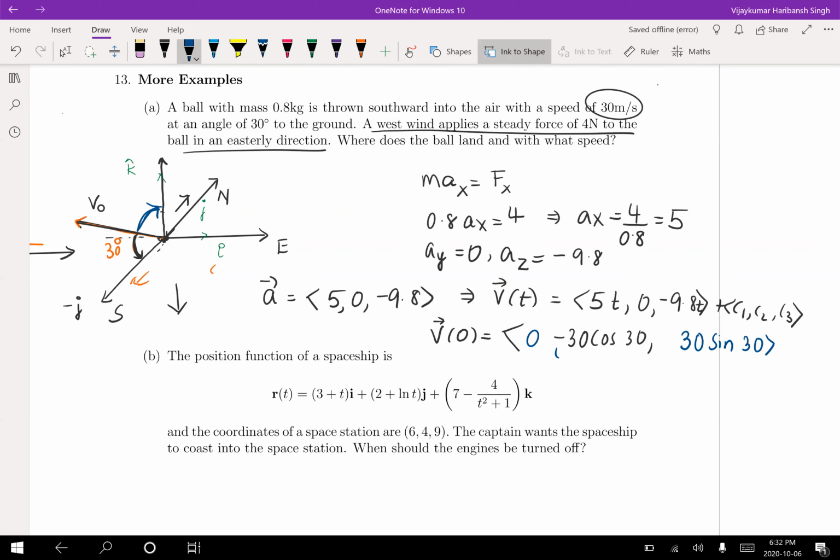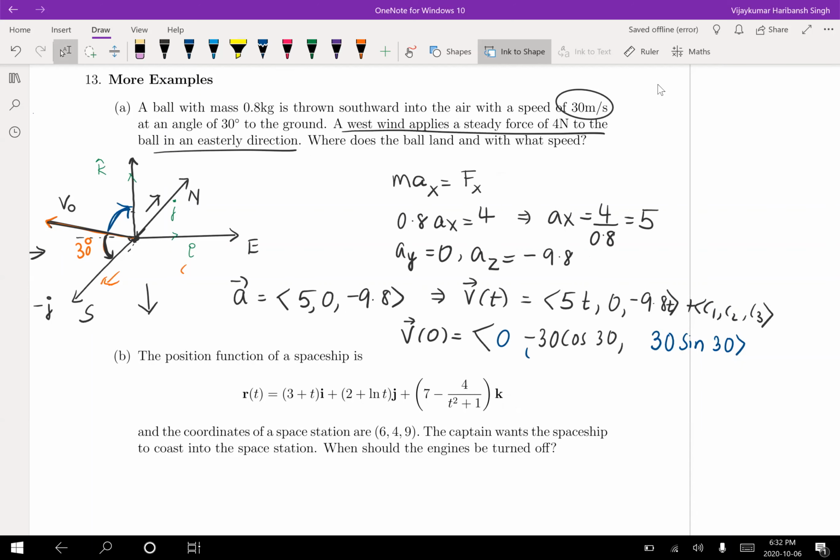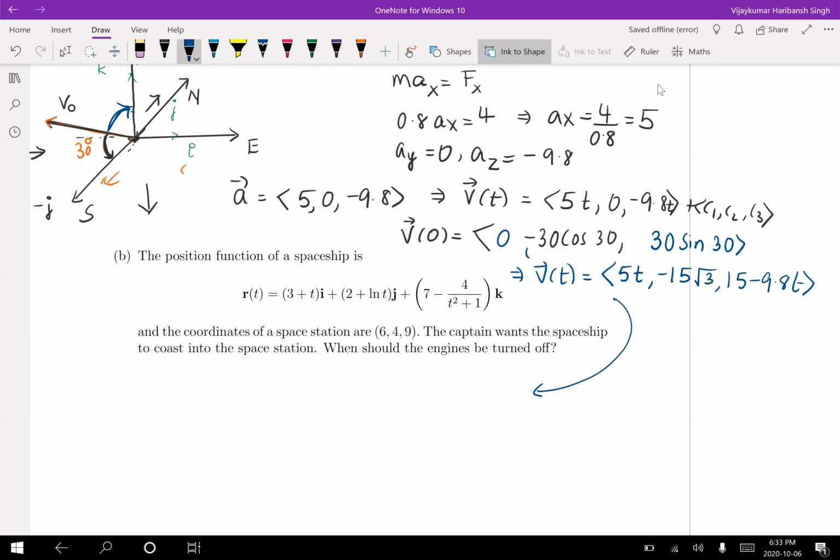Now this implies, when you put back your v of t, that v of t is simply 5t, comma minus 30 cos 30. Cos 30 is root 3 by 2, so you can cancel those 2's off. You'll get minus 15 root 3. And then we have 15 minus 9.8t. So this is your v of t. Let's continue this process here.